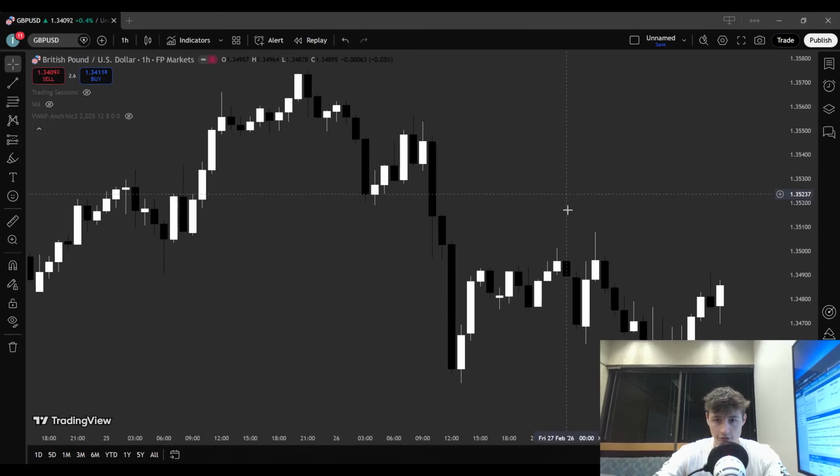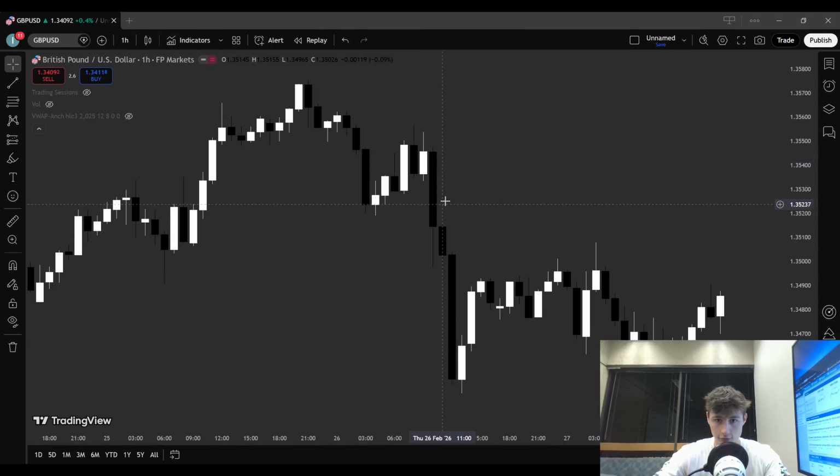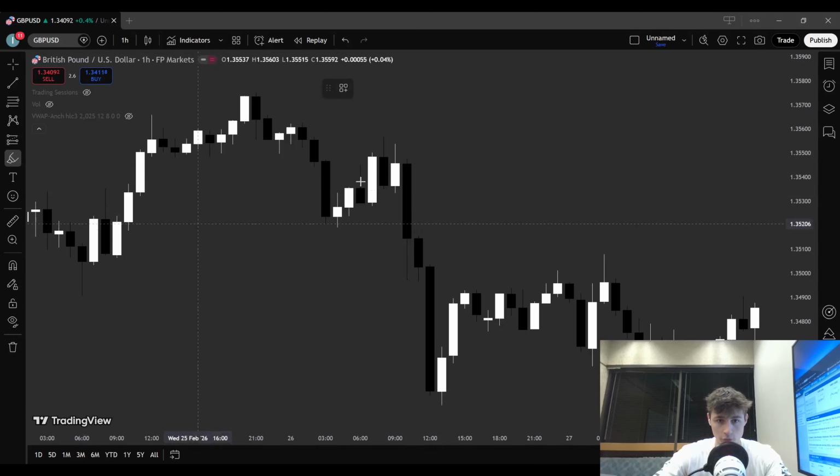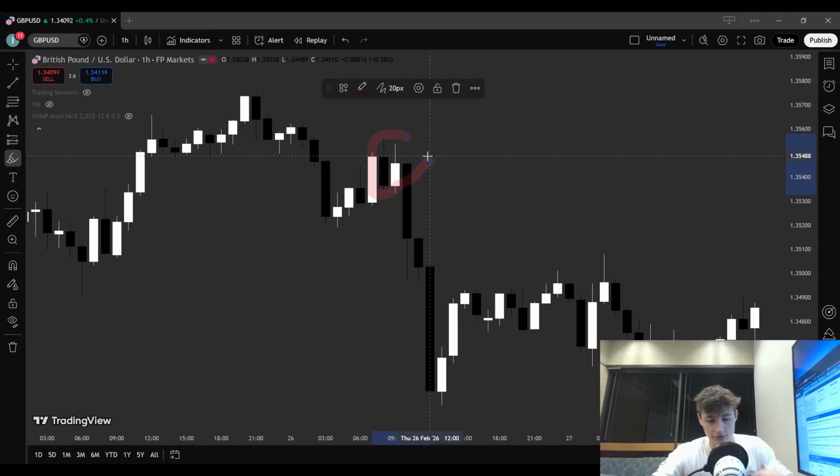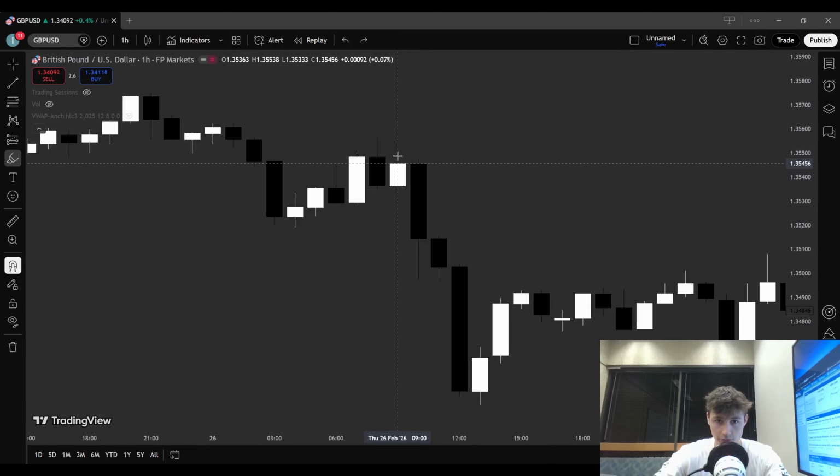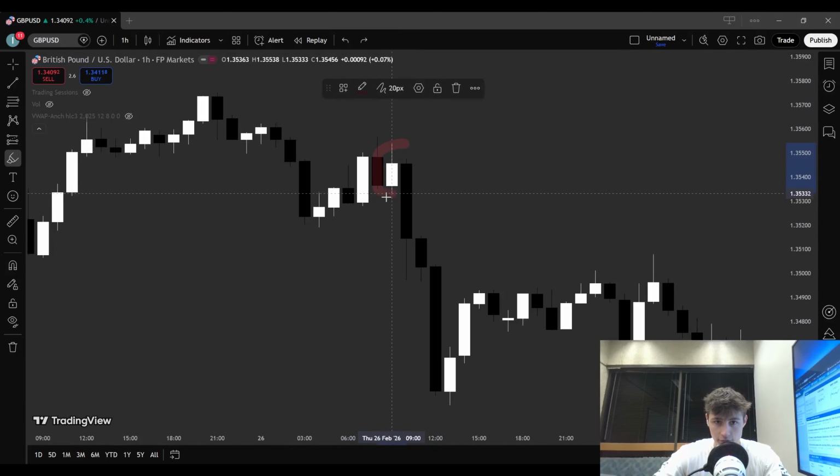As you can see right here, this is our liquidity sweep. But right before this big move down, we have this move up. We have a little consolidation and then it drops. Our order block is this move up right here before that pump down.